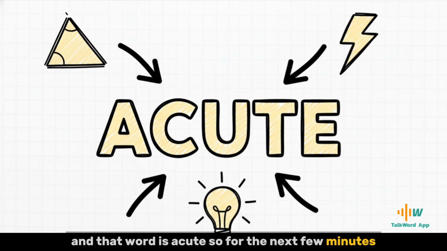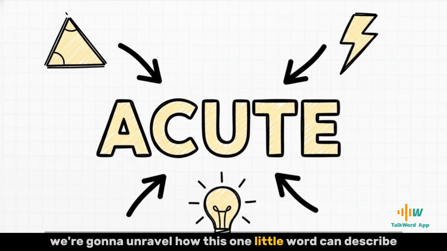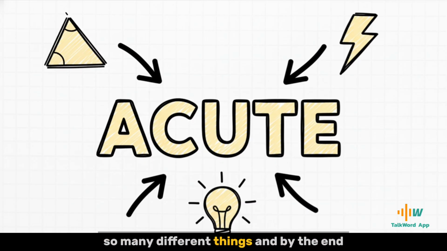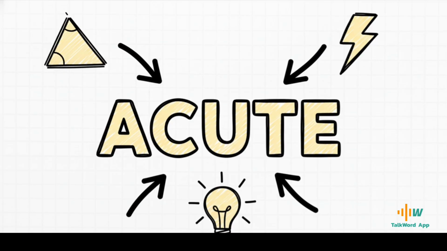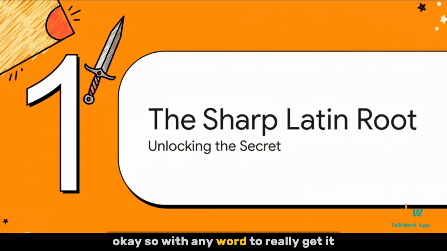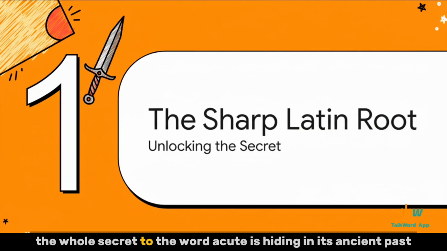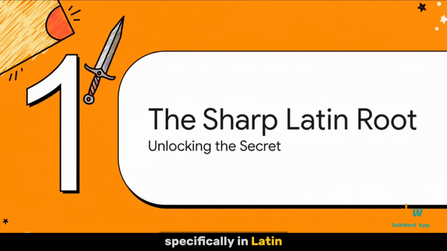So for the next few minutes, we're going to unravel how this one little word can describe so many different things. And by the end, you're going to feel super confident understanding and using it. Ready? Let's do this. Okay, so with any word, to really get it, you've got to go back to its roots. The whole secret to the word acute is hiding in its ancient past, specifically in Latin.